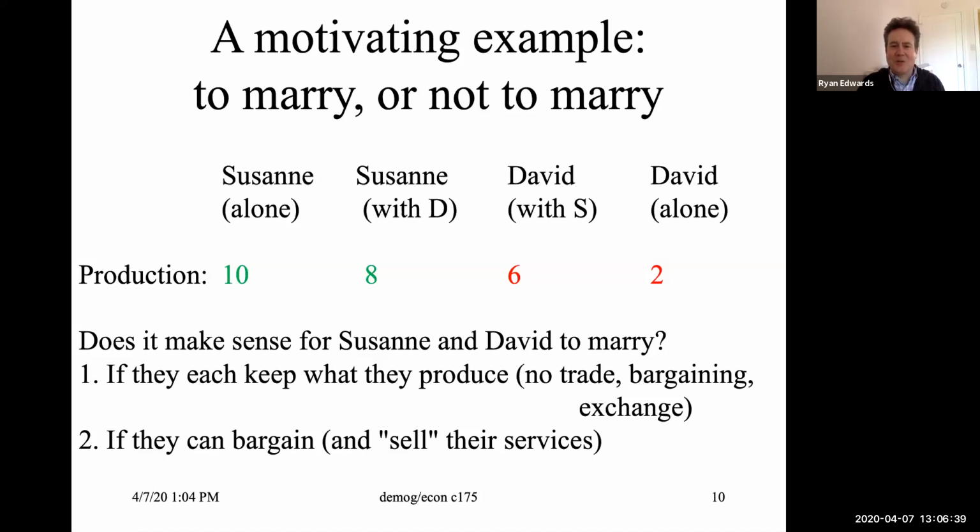But if you think about the alternative in which, by being married, they are sharing and could sell their services or effectively give them to one another, they pool them, I think is what we're imagining here. Then the sum of them when married is 8 plus 6 or 14, rather than the sum when they are alone, which is 12, 10 plus 2. And so if you actually share, then maybe you would get married.